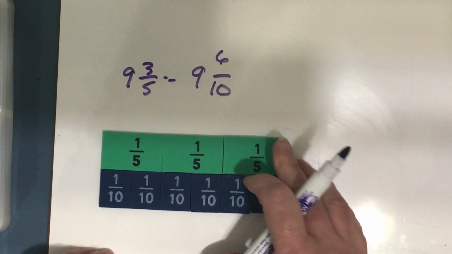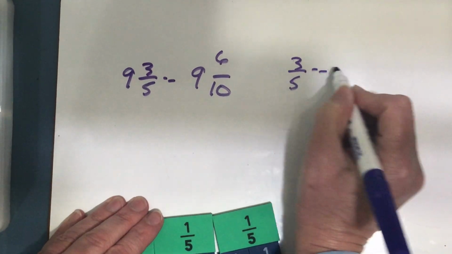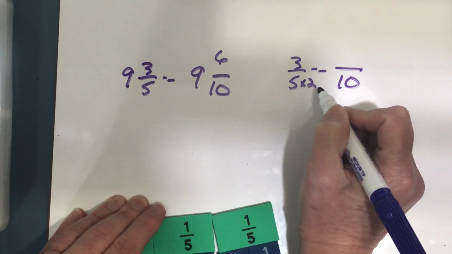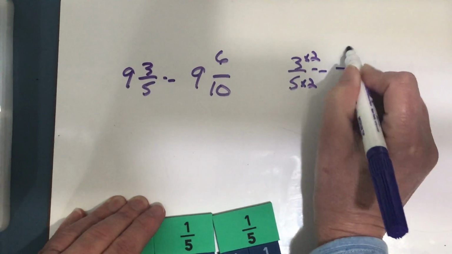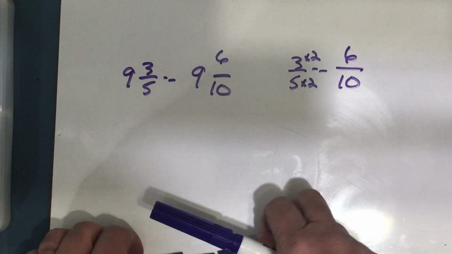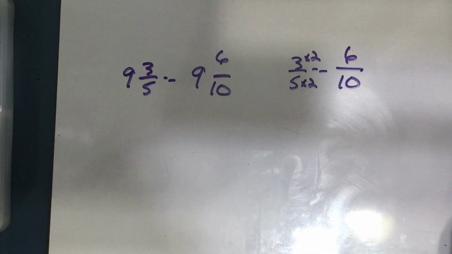Remember, you could have also done that by multiplying, saying 3/5 equals how many tenths? Remember, 5 times 2 is 10, and 3 times 2 is 6, because I can make an equivalent fraction by multiplying numerator and denominator by the same number. All right, now let's go to number 7.